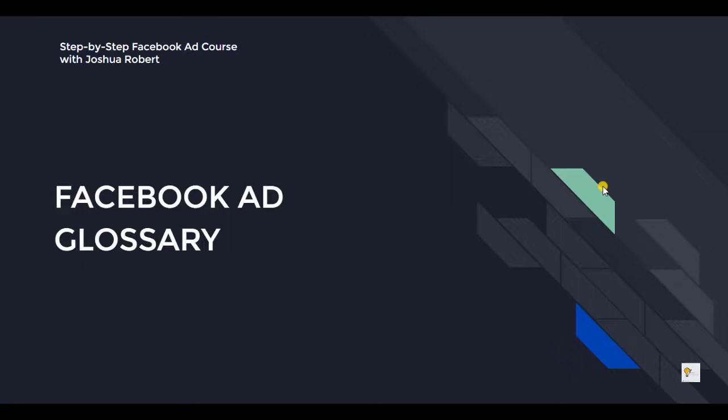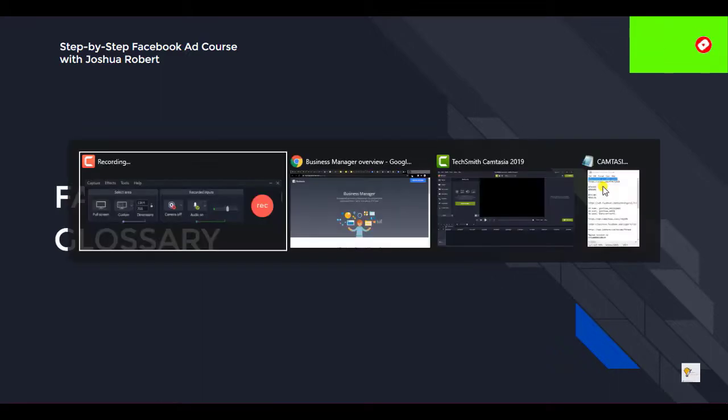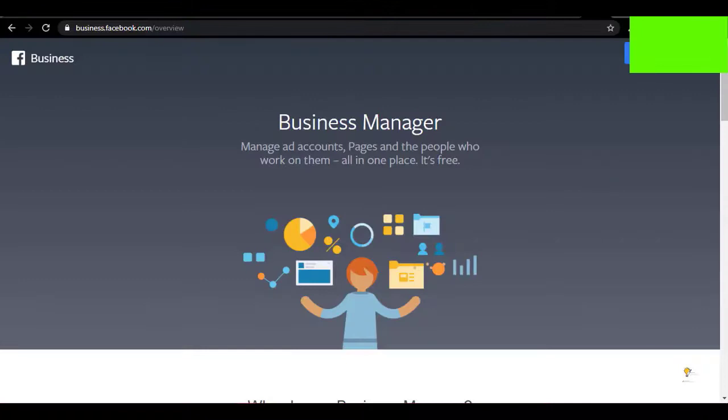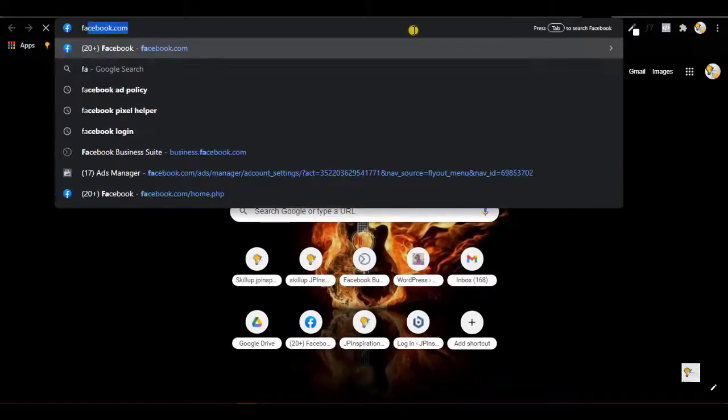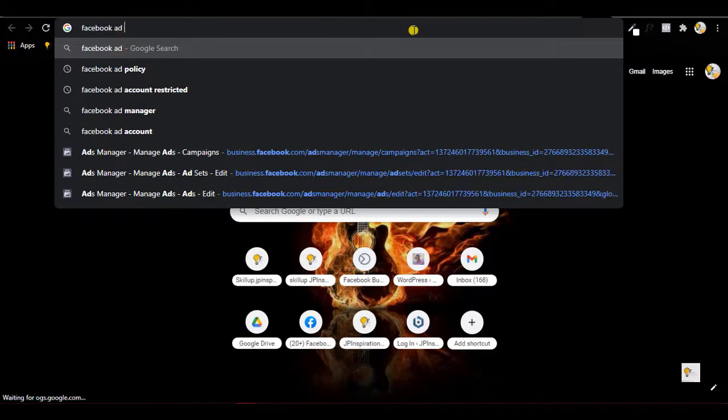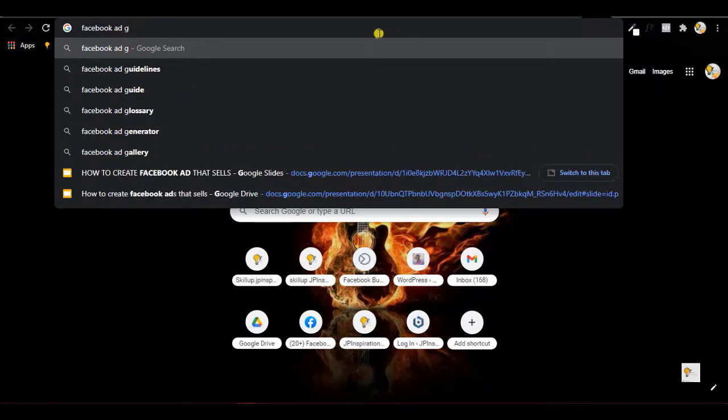Now, Facebook Ad Glossary simply means the terms, the words that you need to understand when you are running Facebook ads. So basically we are just going to run through one or two of them, which are essential, but then I'll give you a page where you can go and read more of these things. So let's quickly search here: Facebook Ad Glossary. I want to believe it's going to come up. Okay, yeah.